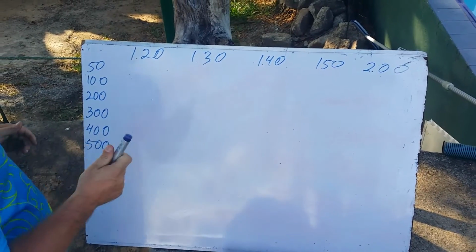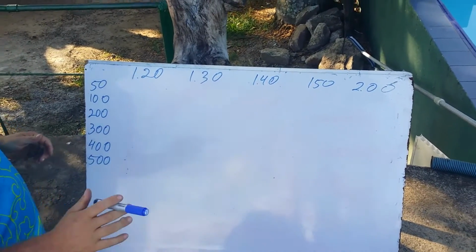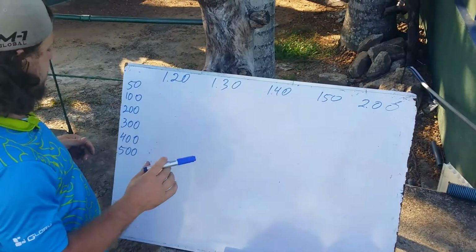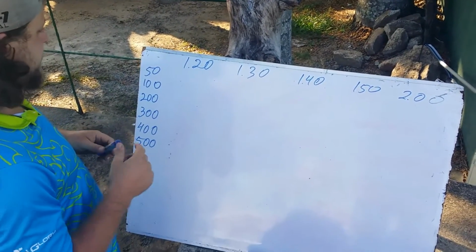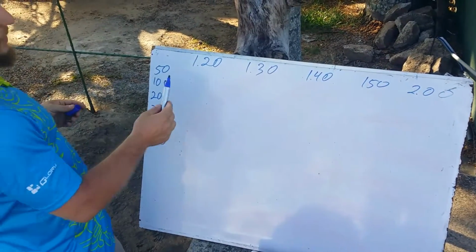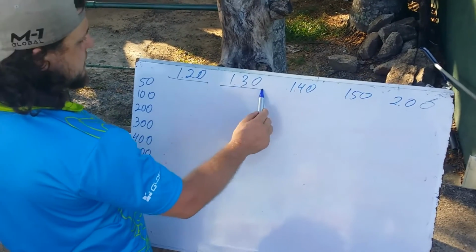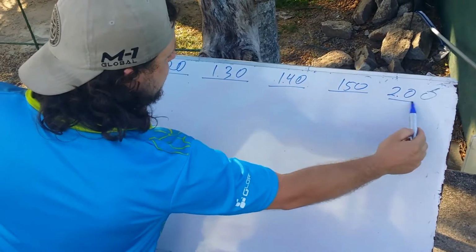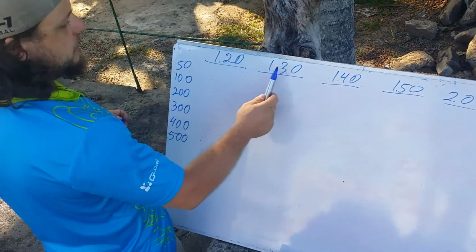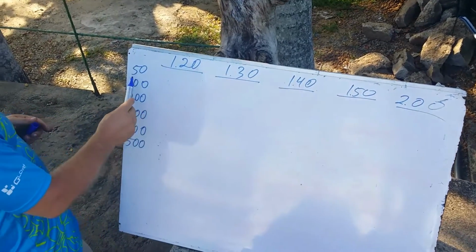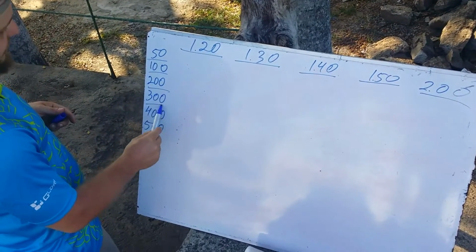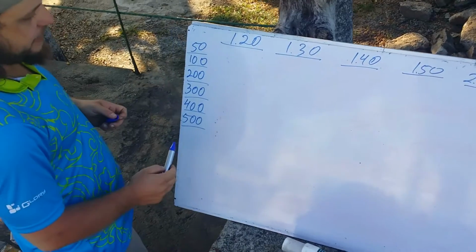Just a fast thing for those who still don't know how to read the speedometer. Just a fast explanation. These are the intervals that you normally swim at: 120, 130, 140, 150, and the 2 minutes interval. This is the distance: 50, 100, 200, 300, 400, and the 500 meters.